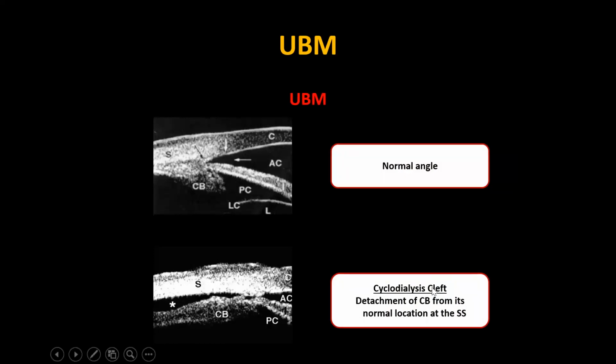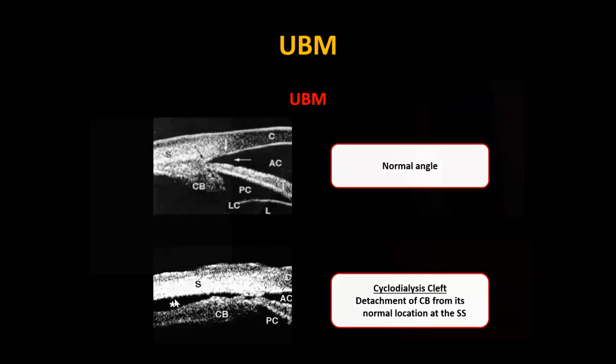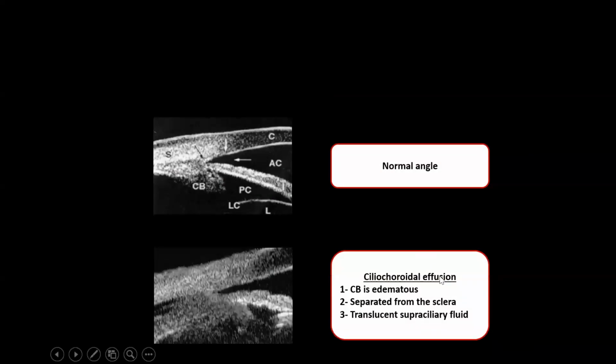Remember that in cyclodialysis cleft, you will have complete separation of the ciliary body from its normal location, right? You will have a complete communication between the anterior chamber and the supraciliary space. That's in cyclodialysis cleft. While in ciliocoroidal effusion, the ciliary body will still be attached, but it's edematous and separated from the sclera posteriorly with the presence of translucent supraciliary fluid. So if this is the picture that you are having on UBM, what will you do for the patient?